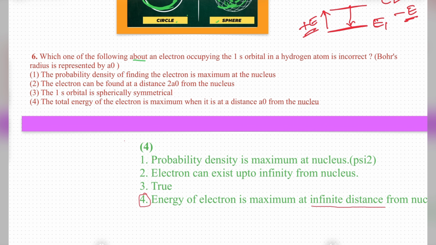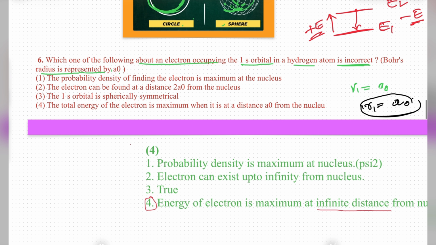Which one of the following statements about an electron occupying the 1s orbital in a hydrogen atom is incorrect? That is the question. The first option: the probability density of finding the electron around the nucleus is maximum. We may say that is a common point, we know this. They are asking for the incorrect one, but yes, this is correct. The probability density of finding the electron around the nucleus is maximum, because we can say psi square. But he is asking for incorrect. That is right, that is 100% correct.